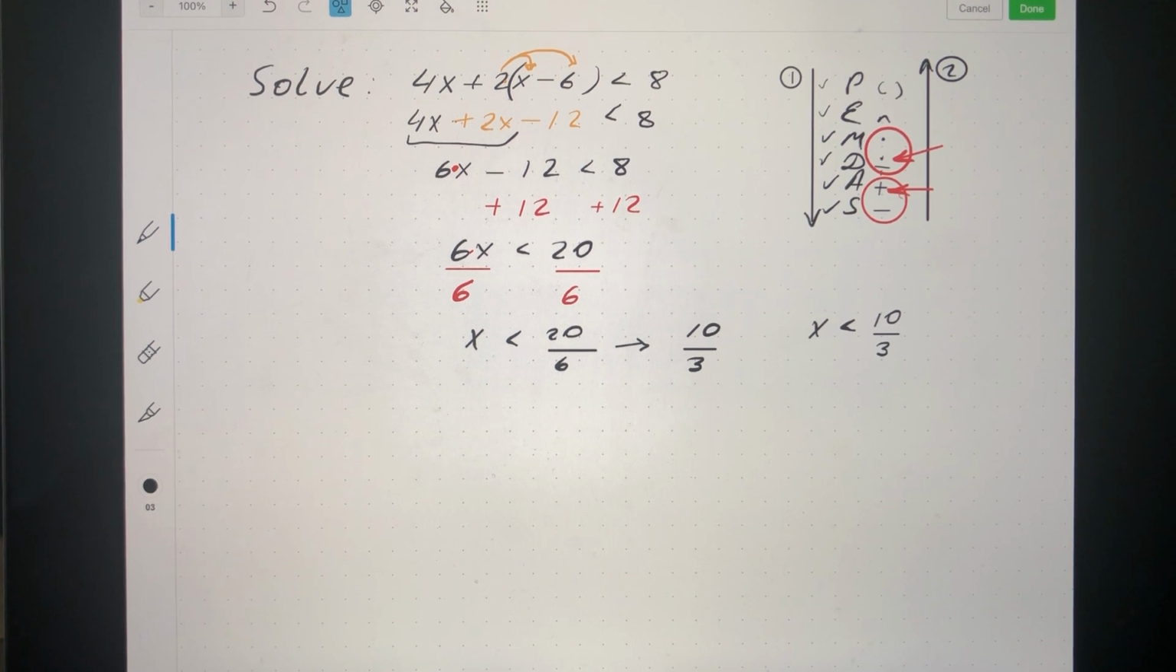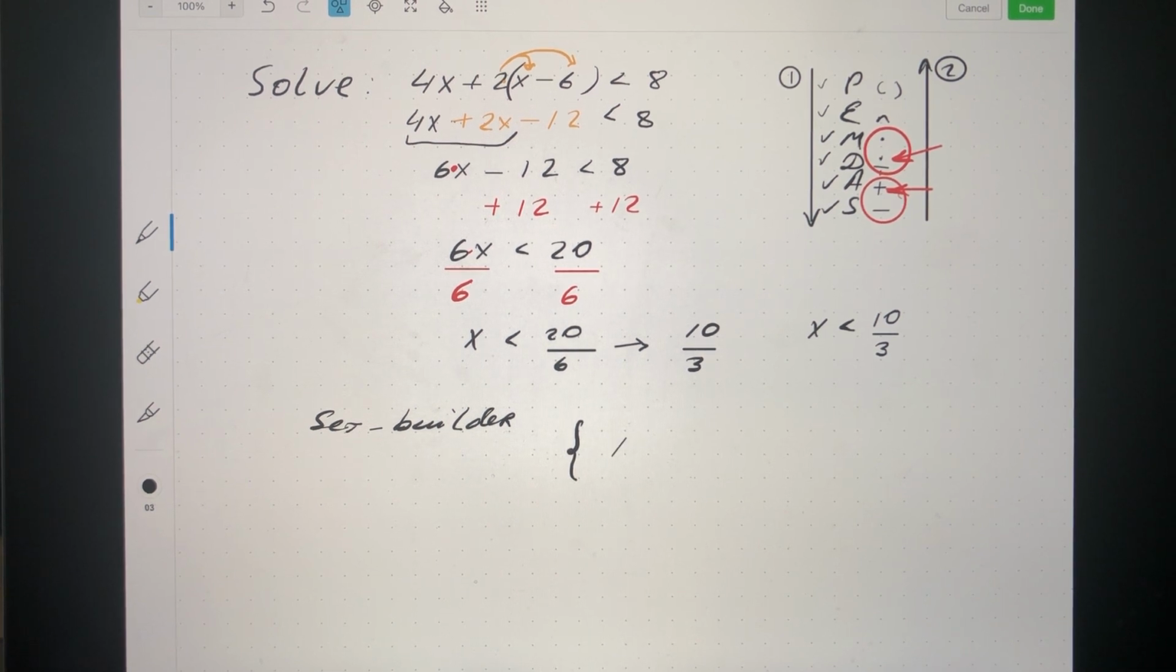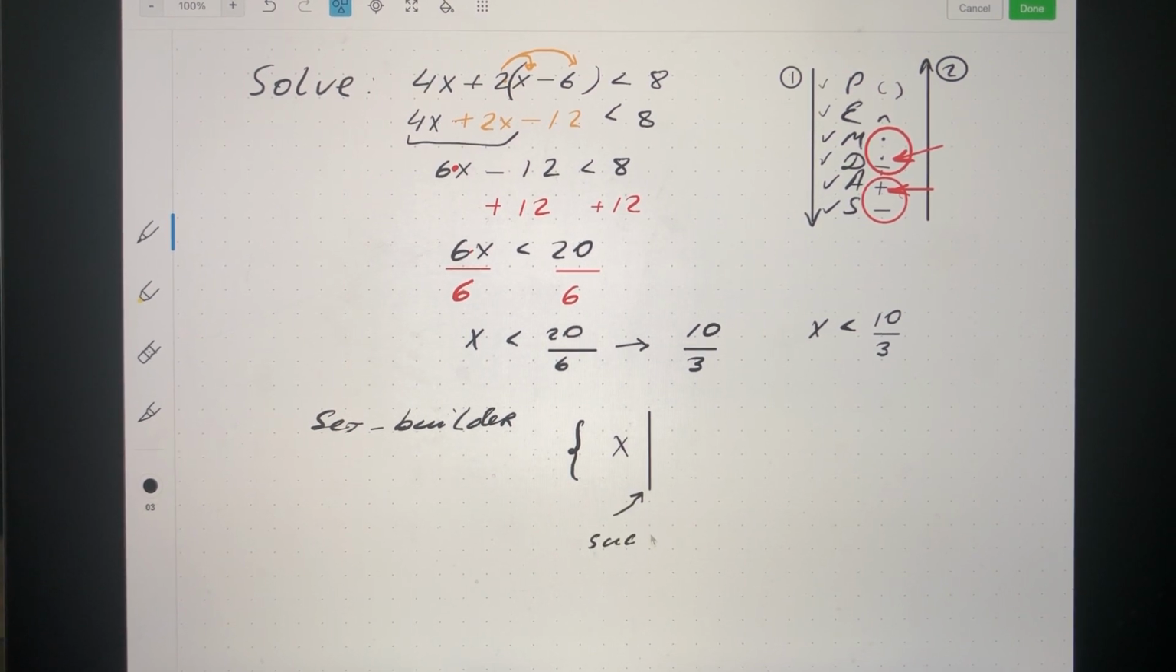Now we could write this in set builder notation. So set builder, and that simply lists all of our solutions. We have x as a variable, and the answers are such that, this vertical line is such that, x is less than 10 thirds.